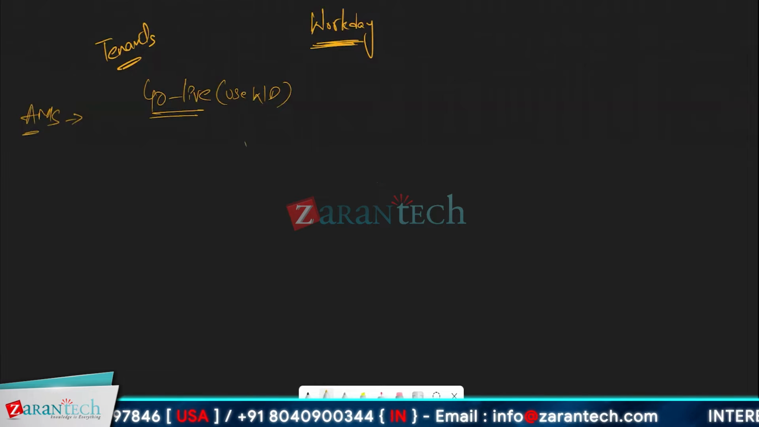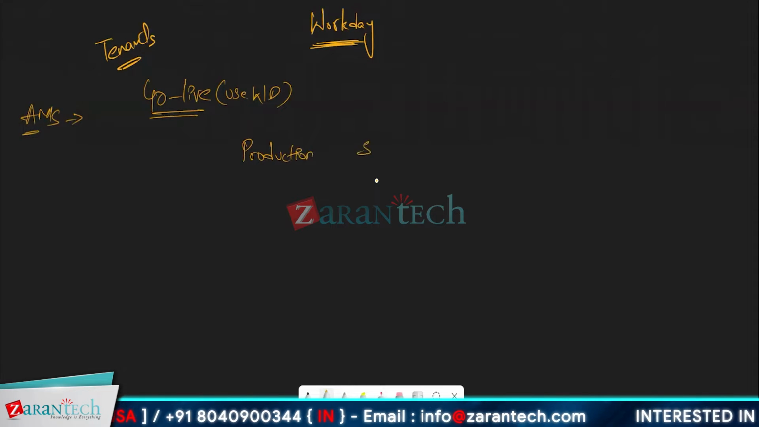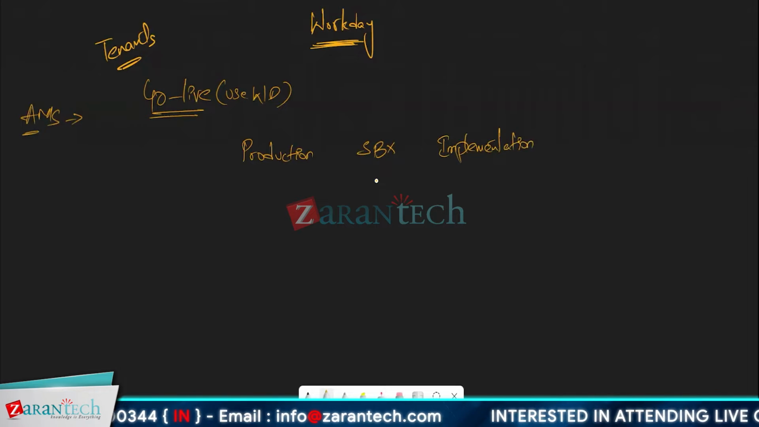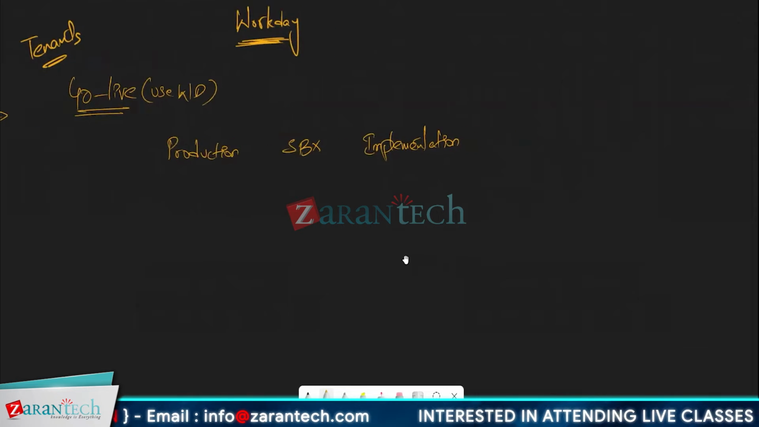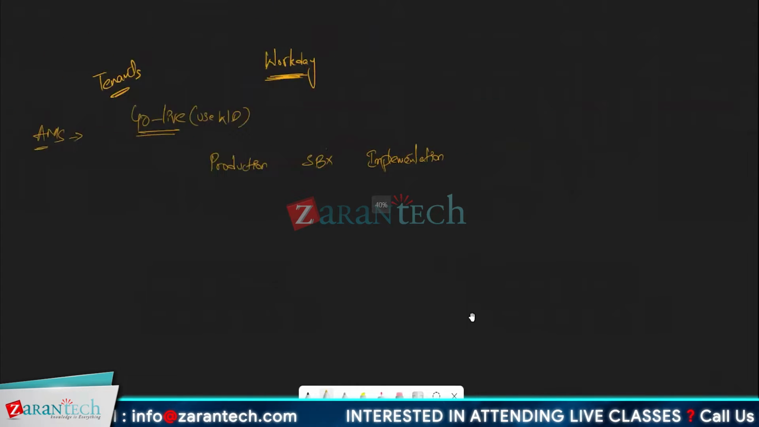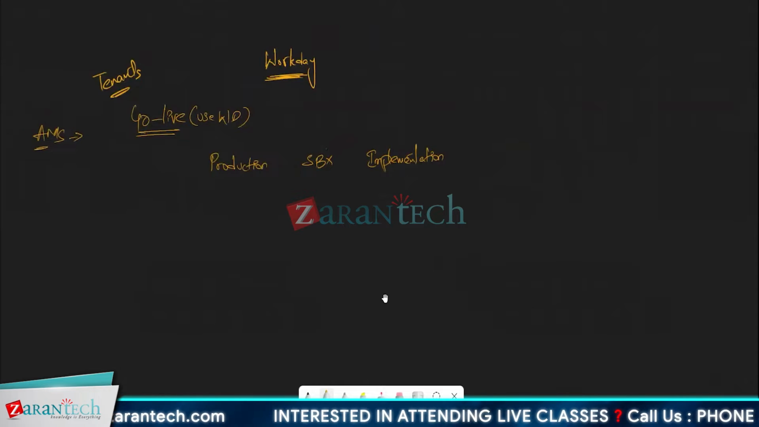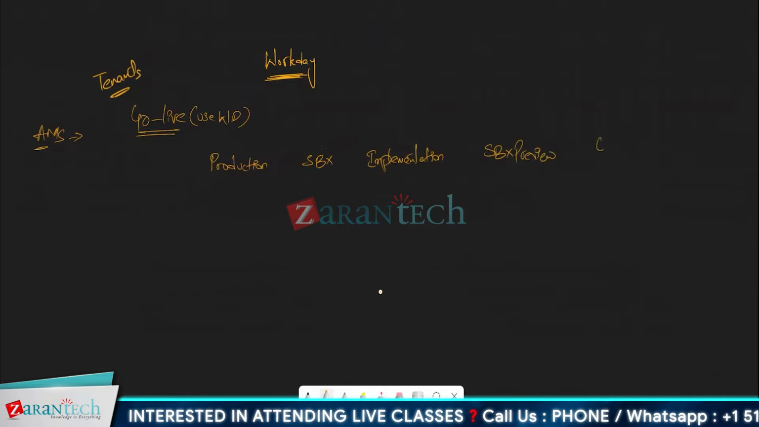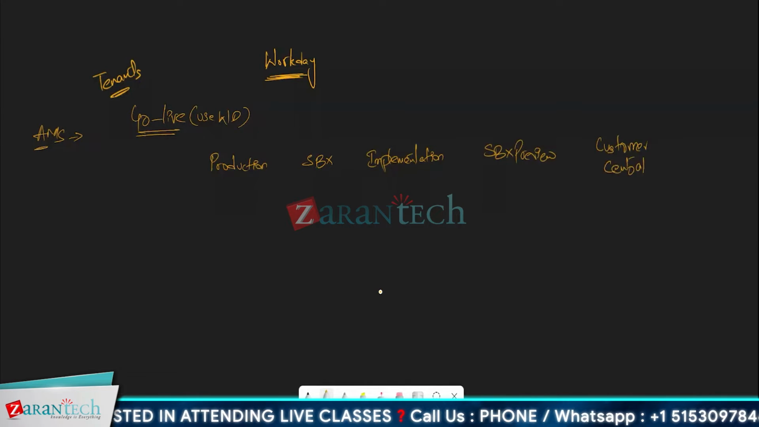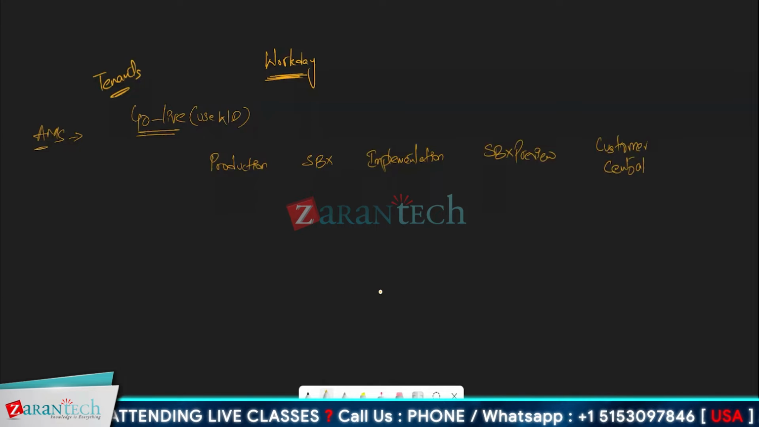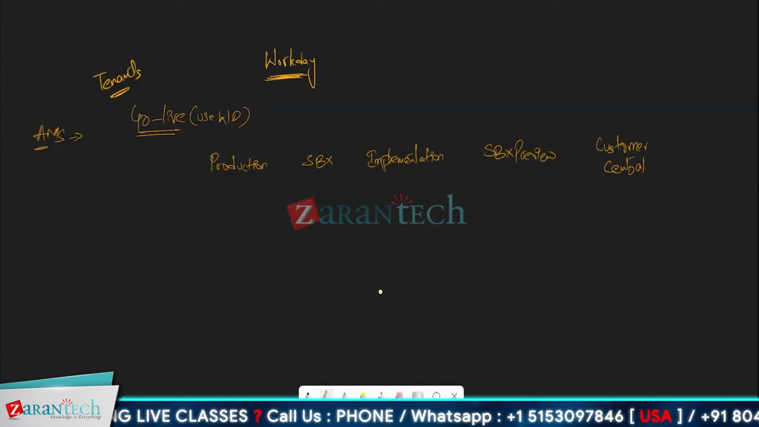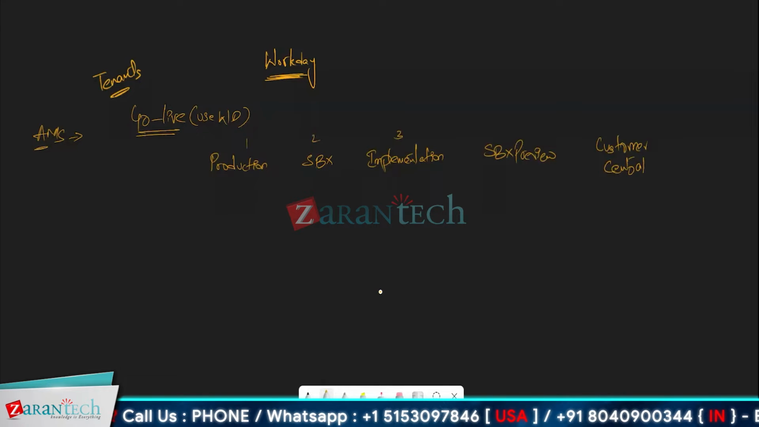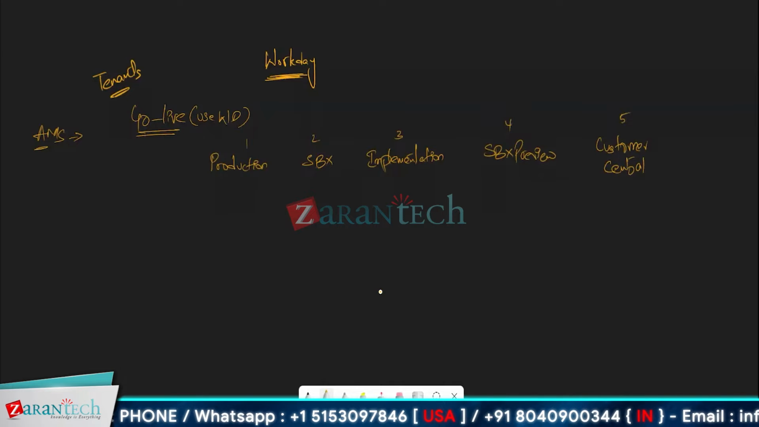The first tenant will be the production tenant. The second tenant will be the sandbox tenant. Now there will be one implementation tenant. So these three tenants will be given by Workday. Additional to this, there are a few other tenants that can be purchased by the customers from Workday. It's called Sandbox Preview. We have Customer Central. So production tenant, sandbox tenant, implementation tenant, sandbox preview tenant, and customer central tenant. These are the five different types of tenants that most Workday customers will have.